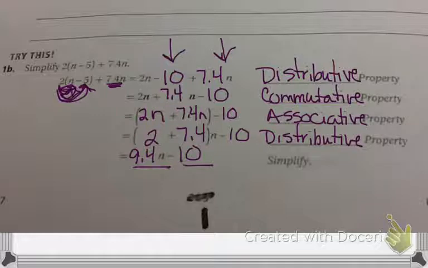And then commutative property, we use commutative to switch places with the 7.4n and the 10 so that I have my n's together. And then the associative property, I put parentheses around those two so I know to do those first. Distributive property, I took the n out because they both had it. And so I could just add 2 plus 7.4 to get 9.4n. And we couldn't do anything with the minus 10.